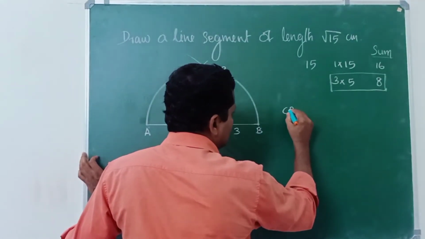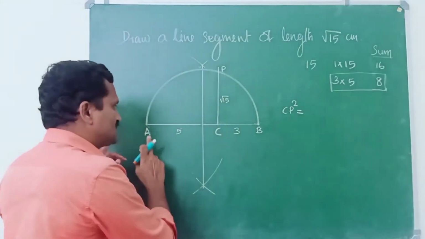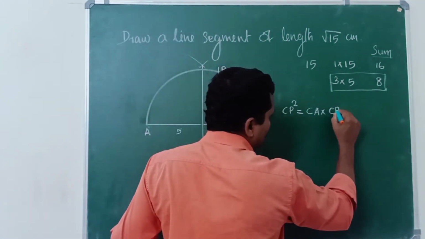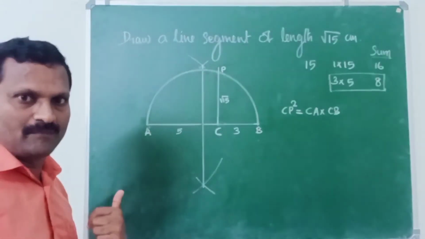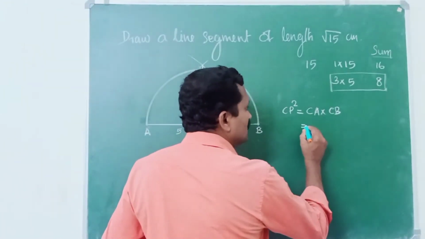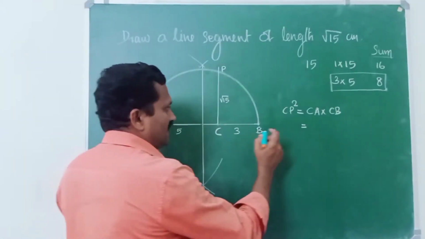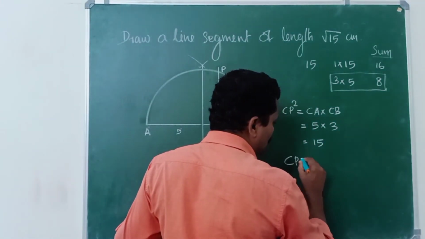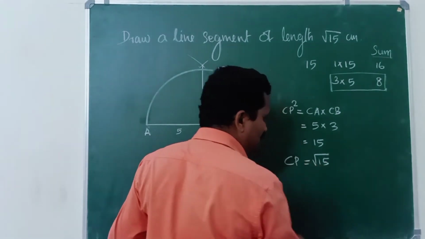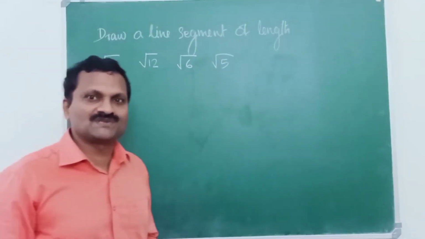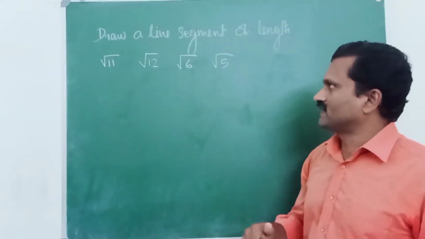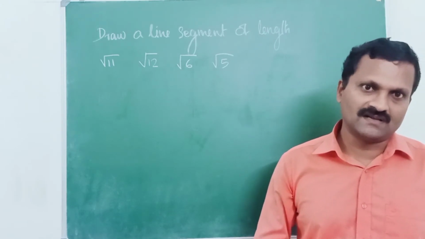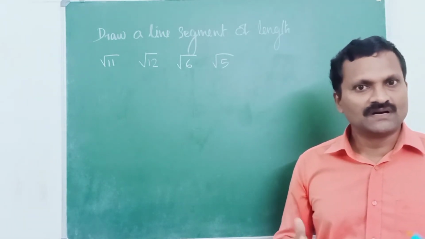How do we get this root 15? We know that CP square equals CA into CB. It was already learned in the previous section. Therefore, CP square equals CA, which is 5, times CB, which is 3, that is 15. Therefore, CP equals root 15. Some more questions: draw a line segment of length root 11, root 12, root 6 and root 5 centimeter. I leave this question to you. Try yourself.